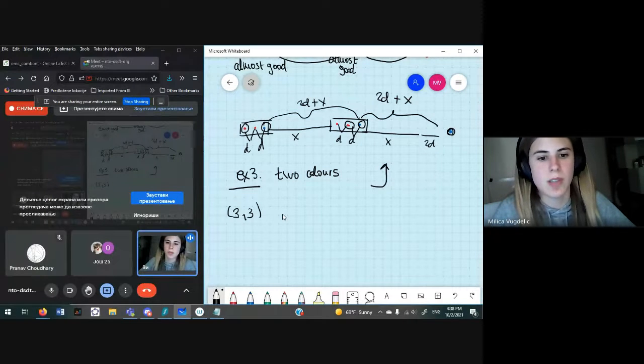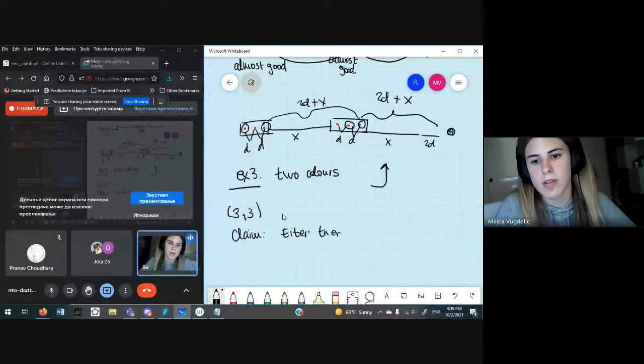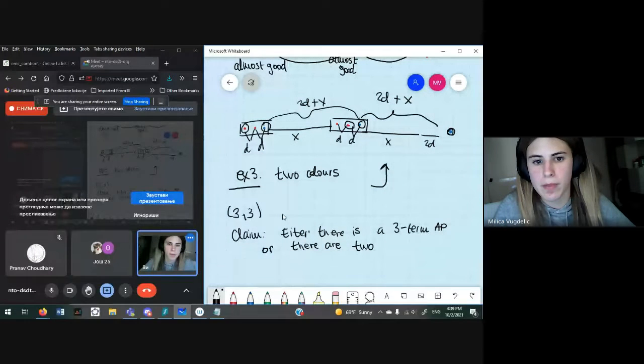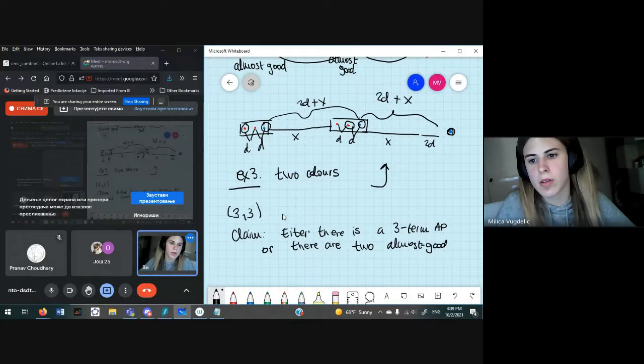the same reasoning. We would claim either there is a three-term AP or there are two almost good APs concurring at the same number.